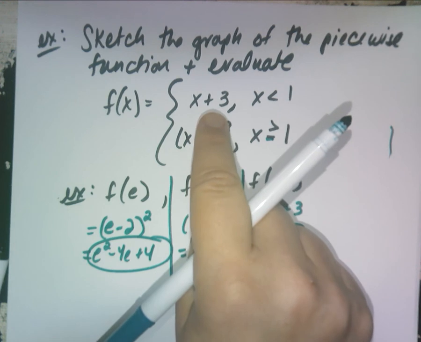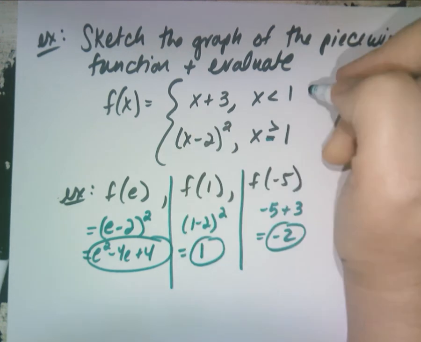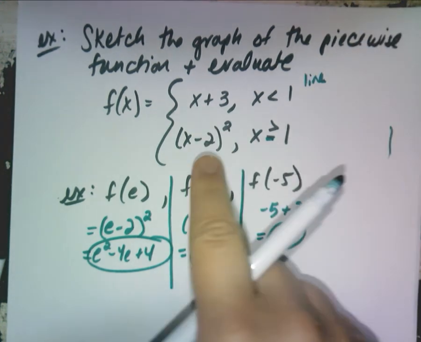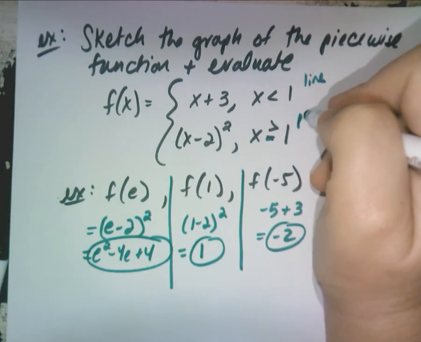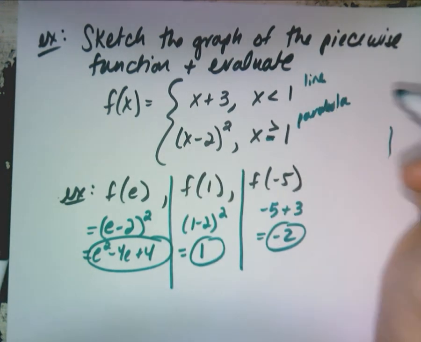It's a line. It's linear. Okay, so we know this is going to be a line. And what is this going to be? X minus 2 squared. A parabola. Okay. Last year, I taught you 2 ways to do this.